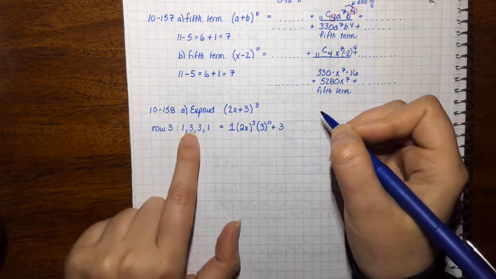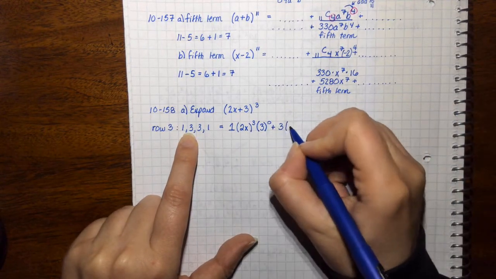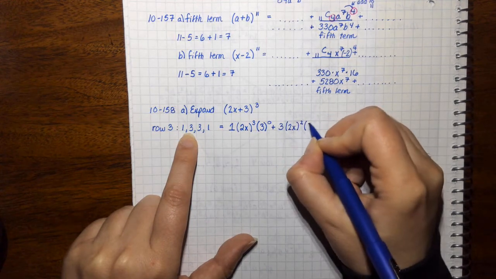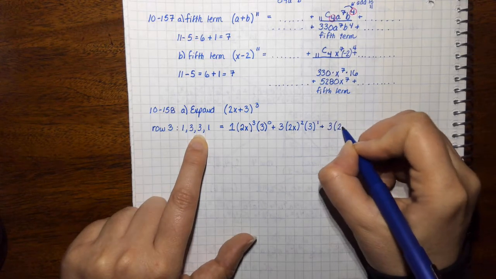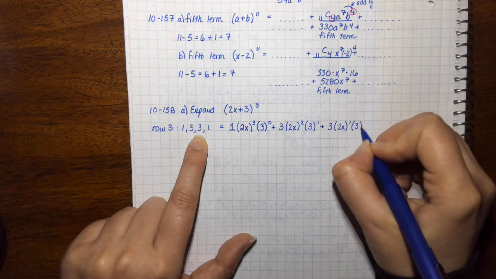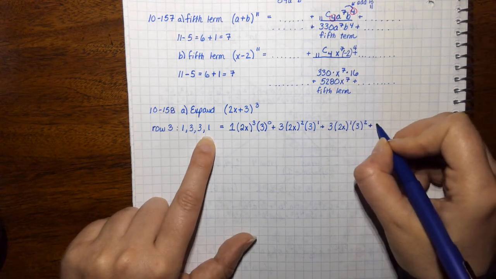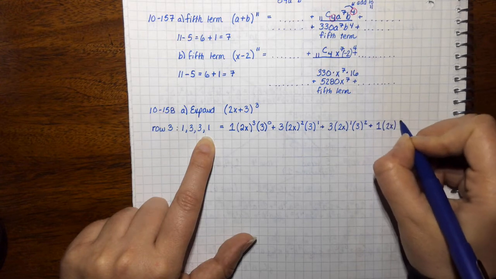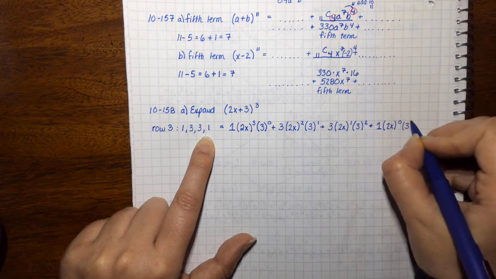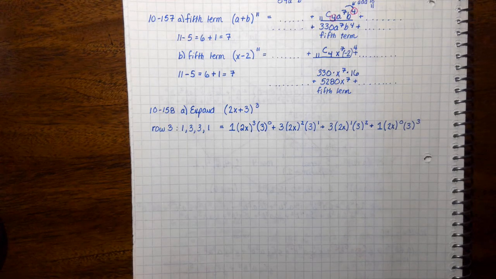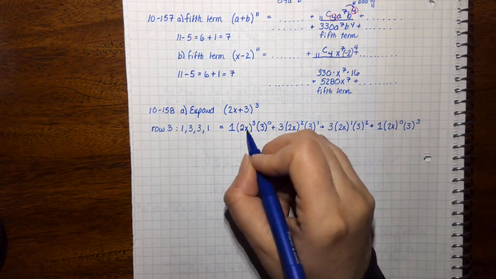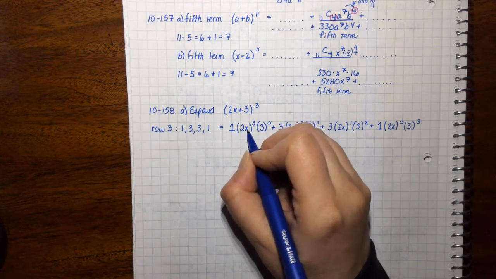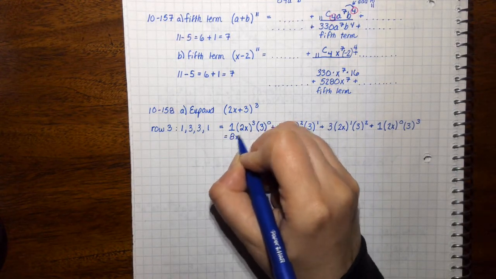Plus 3, so I'm here, second one in. 2x goes down a power, 3 goes up a power. 3, 2x goes down a power, 3 goes up a power. Plus 1, 2x goes down a power, 3 goes up a power. Okay, now making sure that you see this in parentheses, 2x cubed is not 2x cubed. You have to cube both things. So this is 8x cubed.